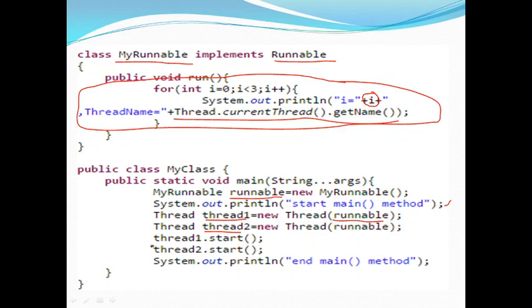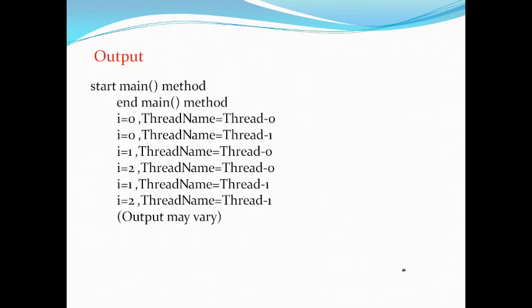Now once I call thread1.start, what is going to happen is, the thread1 object is already associated with the runnable object internally, so the Runnable class's run method is going to be called. Like that, I also call thread2.start. It also calls the run method with respect to thread2. After that we get the output end main method. So like this we get different types of outputs.